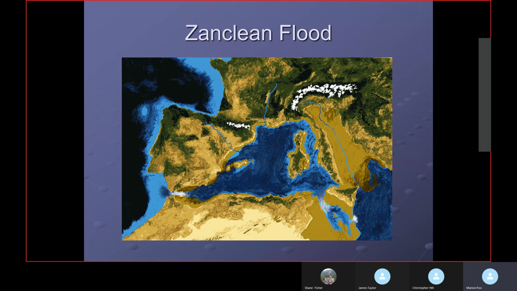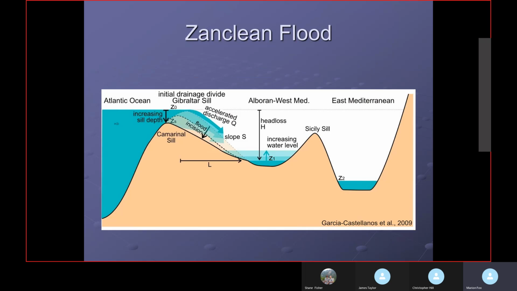And some of the writers writing about it, you can just do a Google of Zanclean flood and see what they say here. That's what they're talking about here. And this water then flows out of the North Atlantic through here, begins to fill it up. And one of the writers we've already cited said it would take about 100 years or less to fill it up with water during this time.